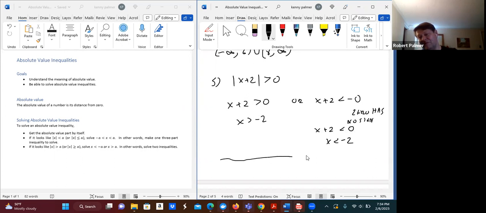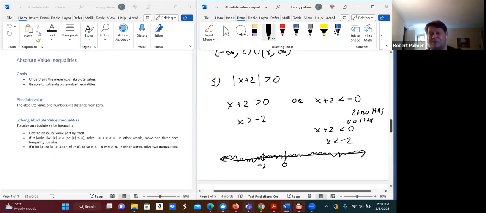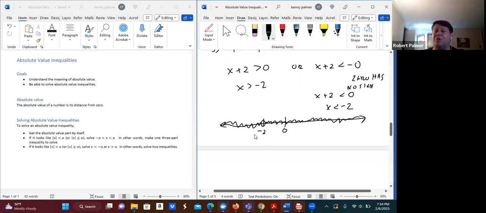So we draw a number line for that. Here's 0, here's -2. In this case, -2 is not included. So since it's not included, first when x is greater than -2, everything to the right of -2. X is less than -2 over here, everything to the left. And actually, it turns out in words, we can simply say the solution is all real numbers except -2.